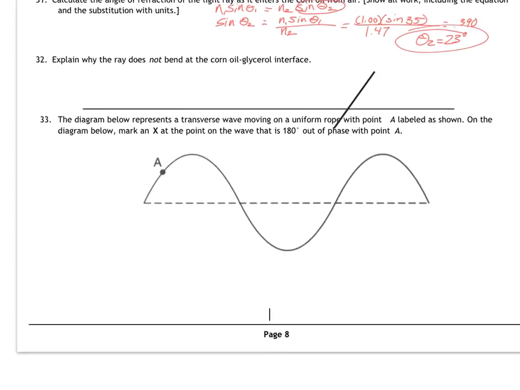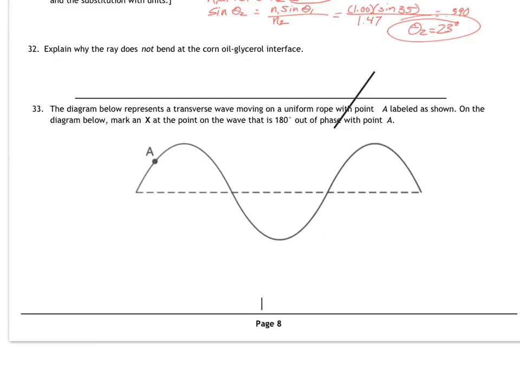All right, let's do 32 and 33. So 32, explain why the ray does not bend at the corn oil glycerol interface. So the reason for that was because the corn oil and the glycerol had the same index of refraction. For 33, they want us to mark an X on the wave at a place that is 180 degrees out of phase with point A.